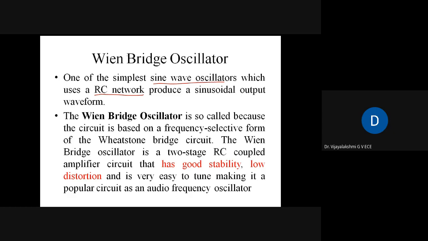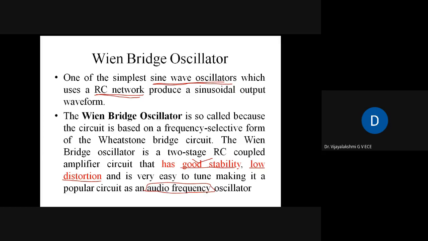The advantage of this over the RC phase shift oscillator is it has good stability. The distortion is very less. That is the advantage. But otherwise, it is the same as your RC phase shift oscillator, like it also uses an RC network and it also generates the sine wave. Stability is improved and less distortion.